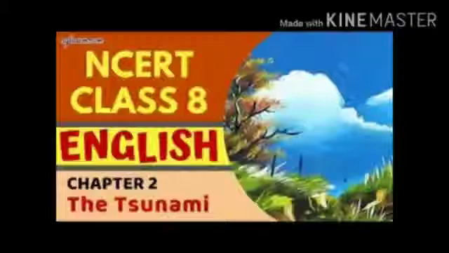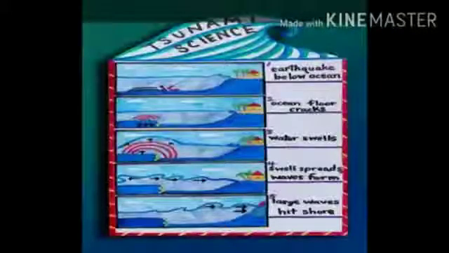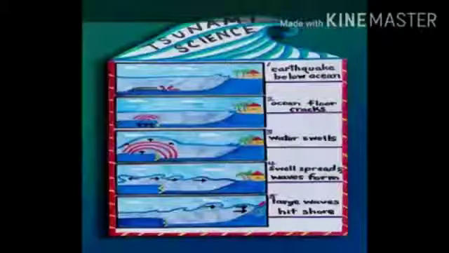So let's see how tsunami takes place. So first there is an earthquake under the ocean. After that, the ocean floor cracks and it opens out, where the water starts swelling up. As the water swells up, these swells spread to form waves, and large waves hit the shore. Let's see how a tsunami takes place.